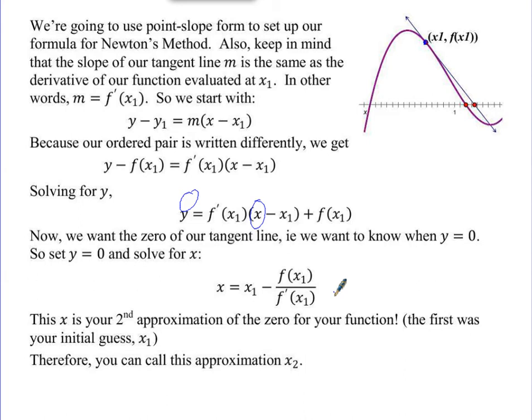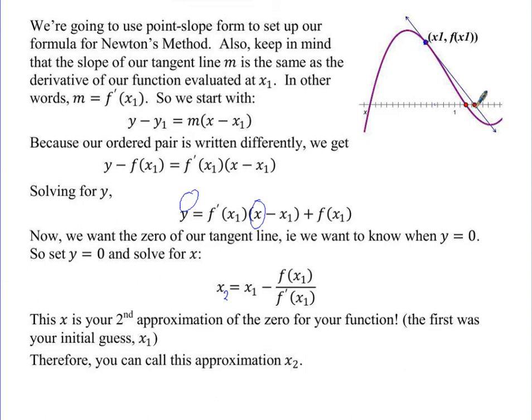This x is your second approximation of the 0 for your function. Your first one was the one that you picked. So I could actually call this x2 right here equals x1 minus f at x1 divided by f prime at x1. So this approximation that we have right here is now x sub 2. Just keep in mind that we picked this x value right here first, which gave us that ordered pair. Now we're on the tangent line, and we're only going to be on the tangent line. So on my tangent line, by setting this equal to 0 right here, I'm finding where my tangent line crosses the x-axis. It's right there.